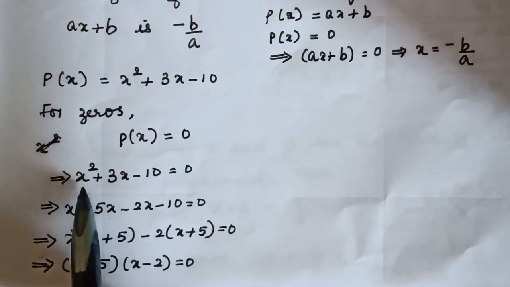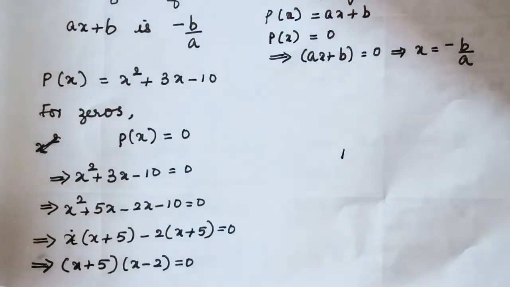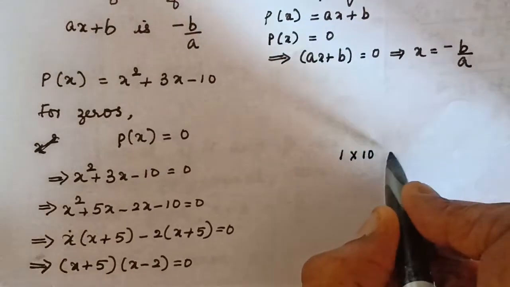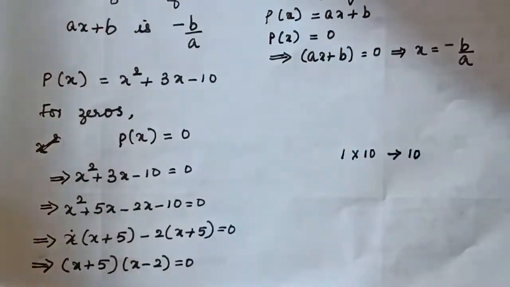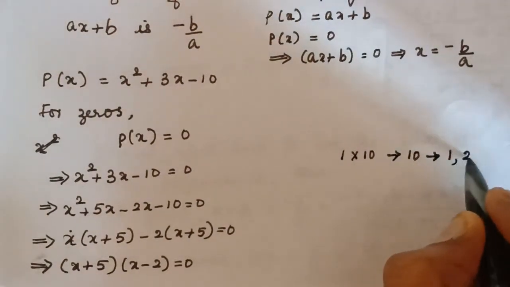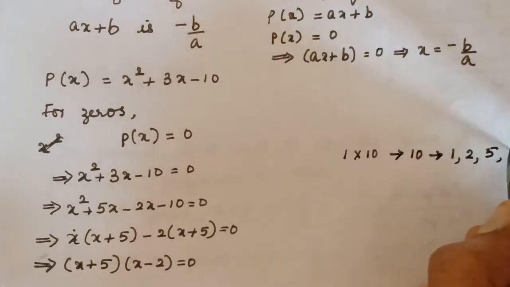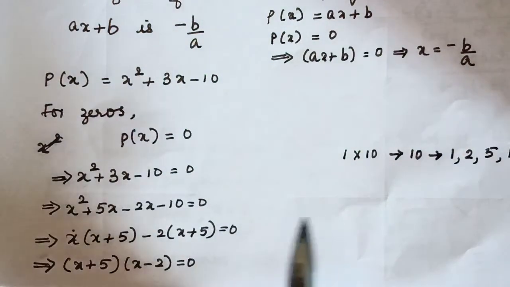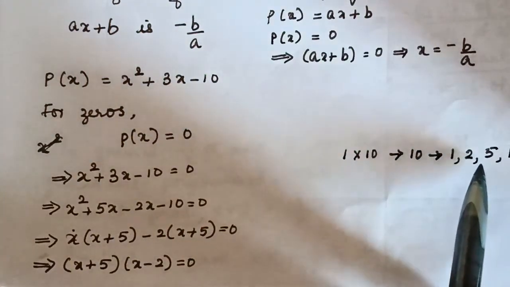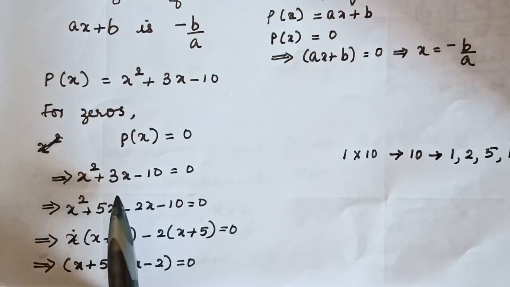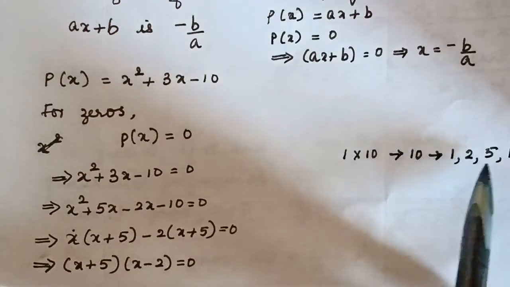What is the coefficient of x squared? That is 1. What is the constant term? That is minus 10. Multiply these two, you are getting minus 10. Now we will see the factors of 10. That is 1, 2, 5 and 10. So these are the factors of 10. Now just see, using any two factors, can you split the middle term 3x? We can see that this 3x, we can write it as 5x minus 2x.